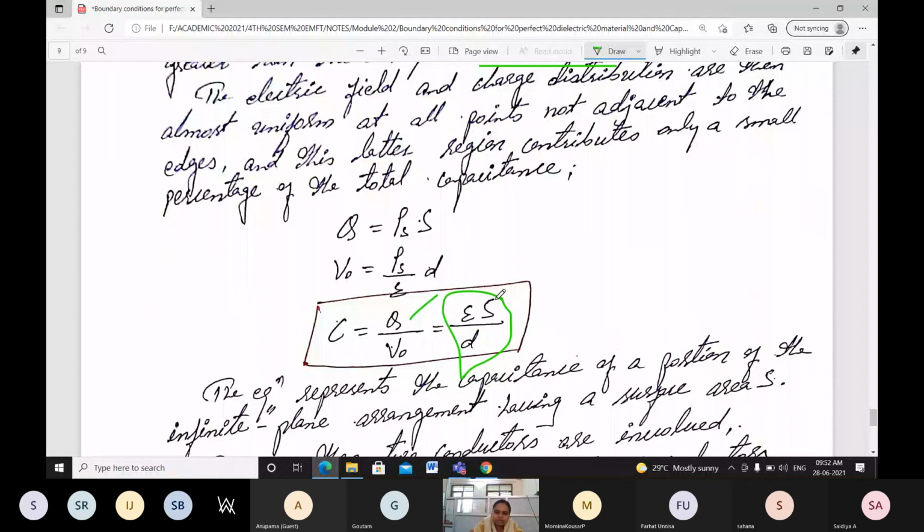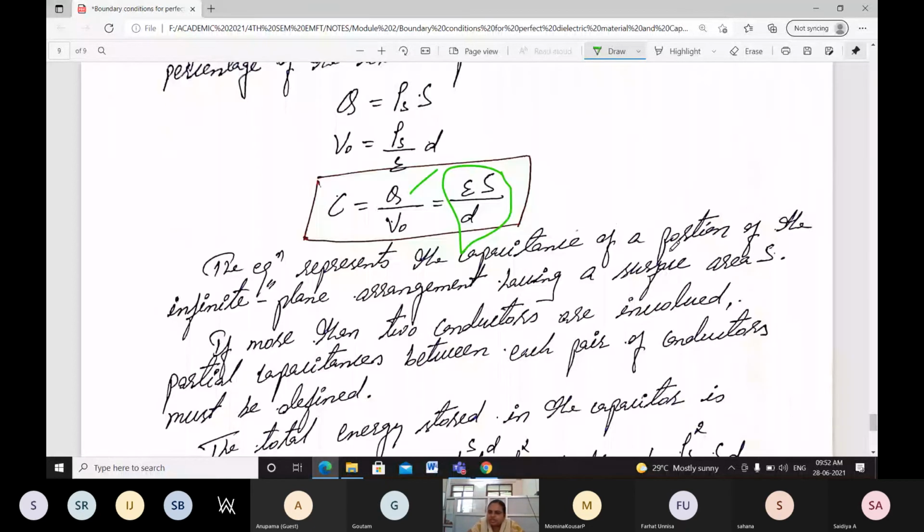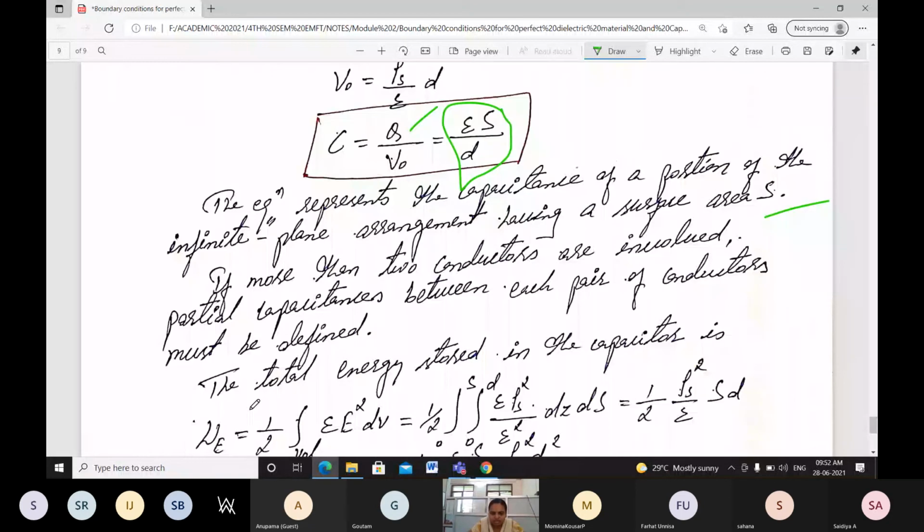In a practical approach, it depends on the surface area and also the dimensions, that is the depth, how much distance separates the two conducting materials. That is what it depends on. Therefore, the equation represents the capacitance of a portion of an infinite plane arrangement having surface area S. Then what is the condition if more than two conductors are involved, rather than two conductors?